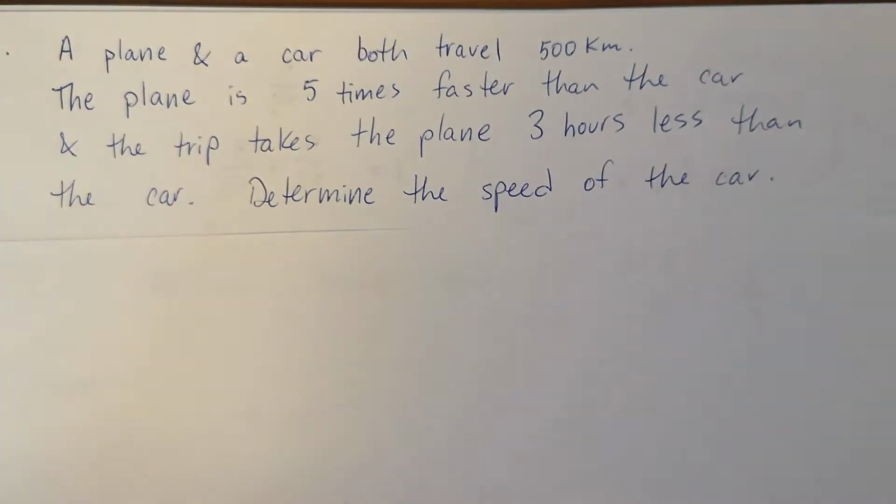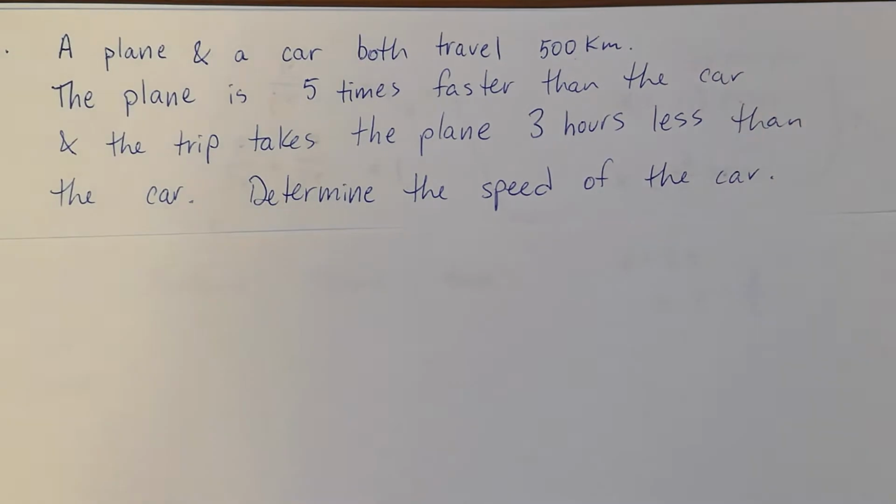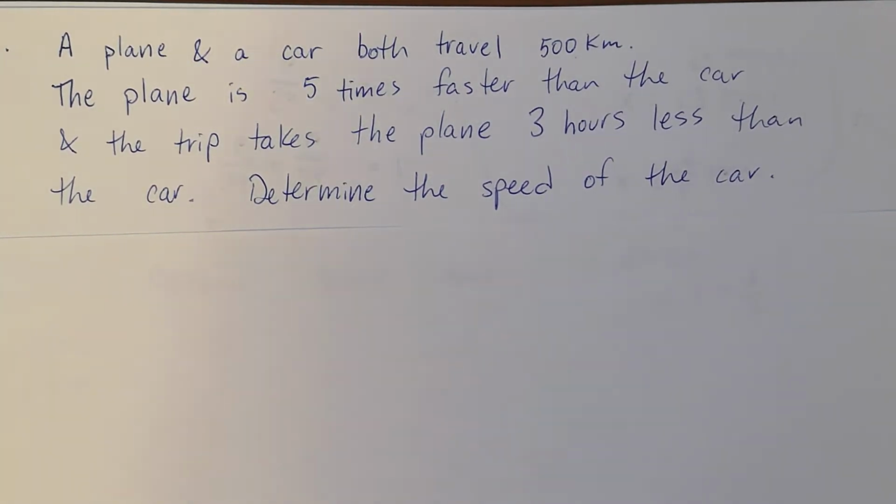Okay, I want to show you another example here. I'm going to say that a plane and a car, they both travel 500 kilometers. The plane is 5 times faster than the car. And the trip takes the plane 3 hours less than the car. We can use this information to determine the speed of the car.